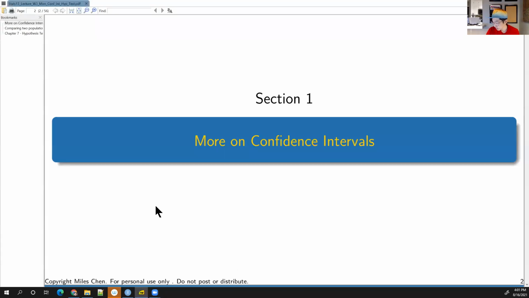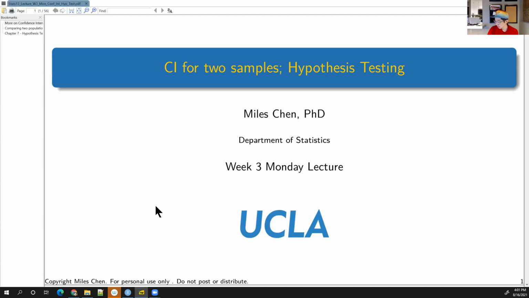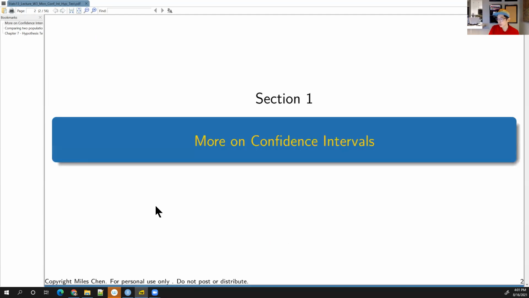Okay, so today we're in our third week now, and it's Monday, and we are going to continue talking a little bit more about confidence intervals, and we'll also introduce hypothesis testing, which is in chapter 7.